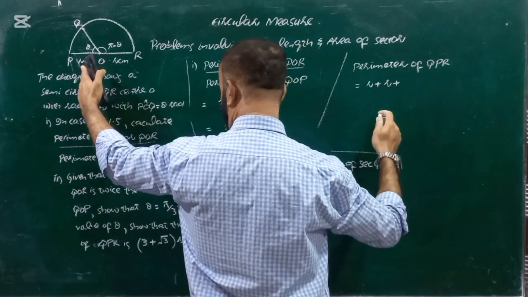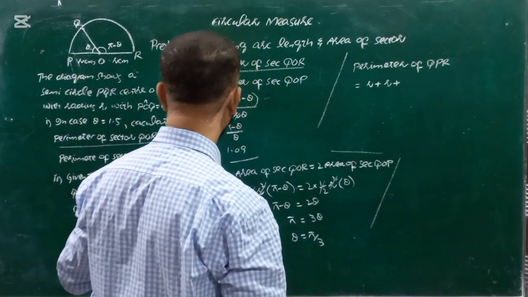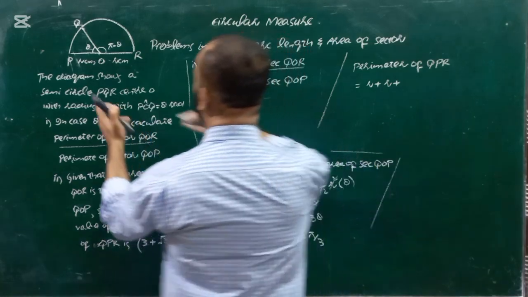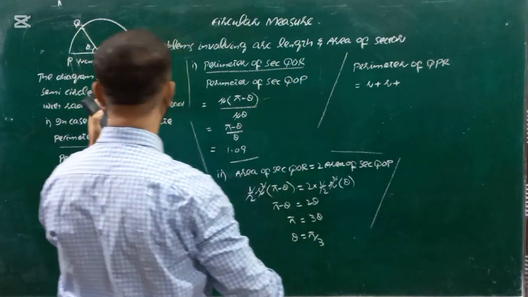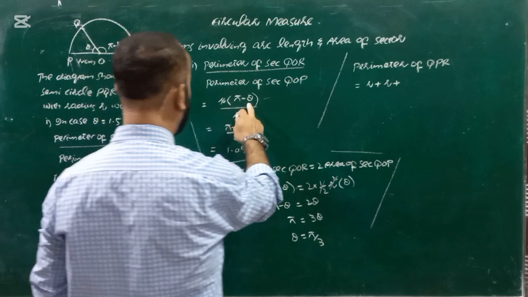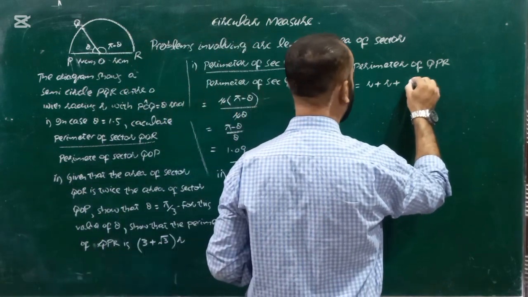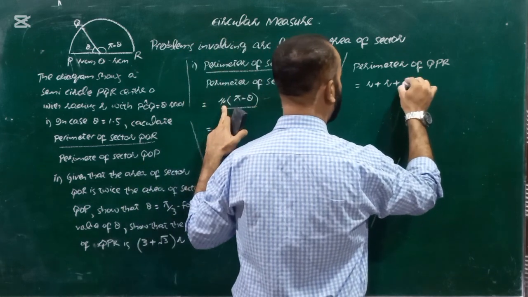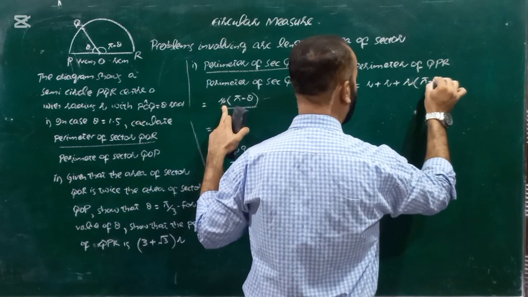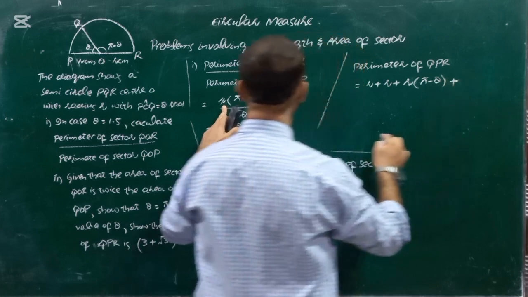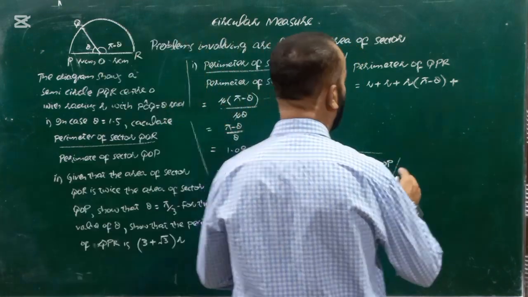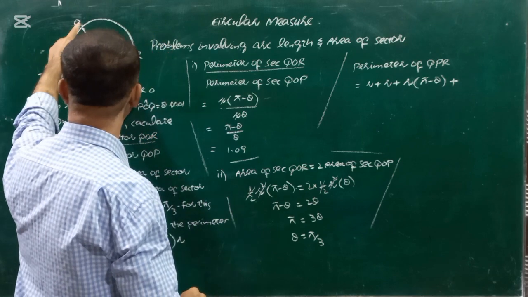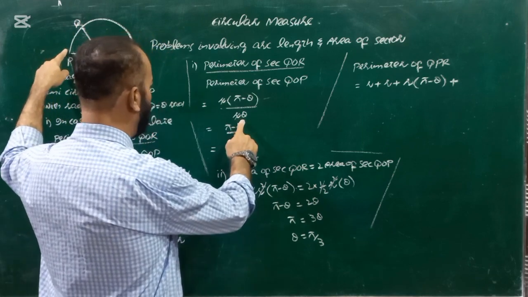Okay, putting values directly, that will give you the answer. R plus R, this side PQ. The arc length is here, that is theta, pi minus theta. R into pi minus theta plus this side plus this smaller, that is QOP arc length, and here is the arc length, that is R theta.